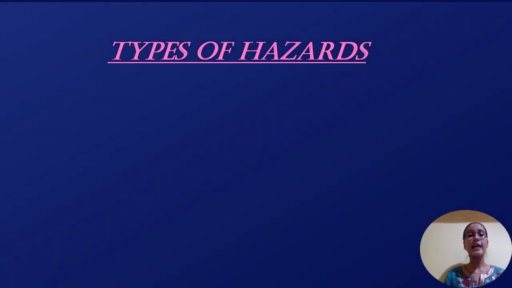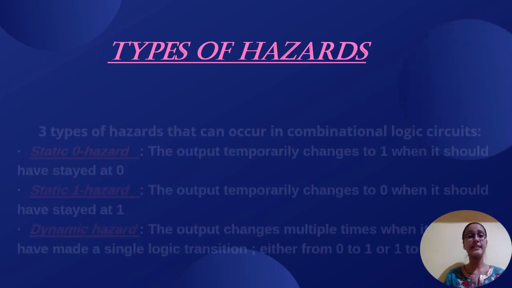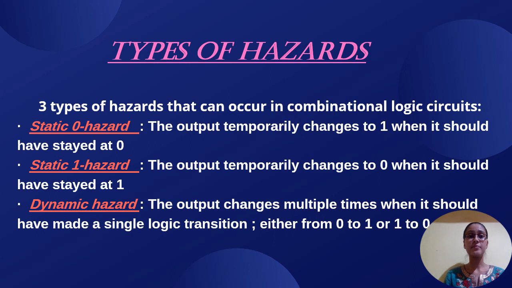Let's move on to the types of hazards. There are three types of hazards: the static hazard, dynamic hazard, and the essential hazard. Essential hazards can be seen in sequential circuits. So when we discuss the combinational circuit, we can see only the static hazard and the dynamic hazard.